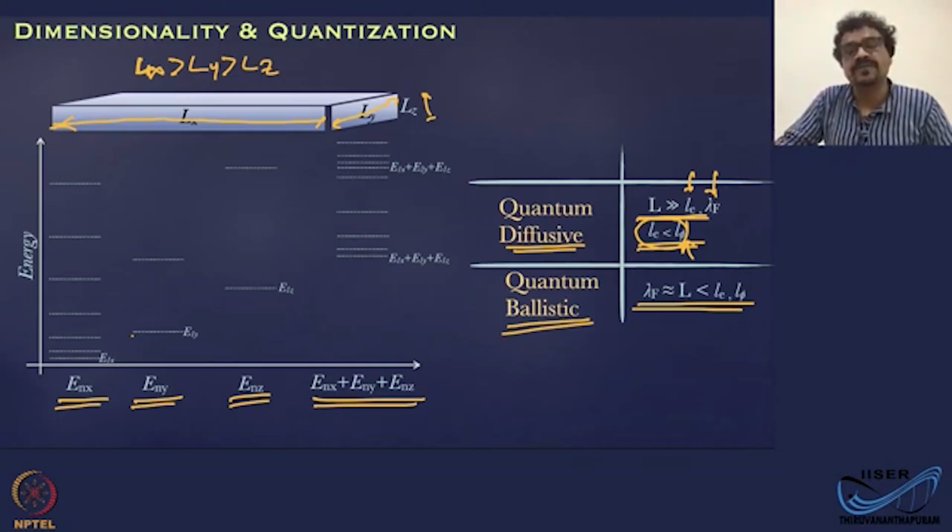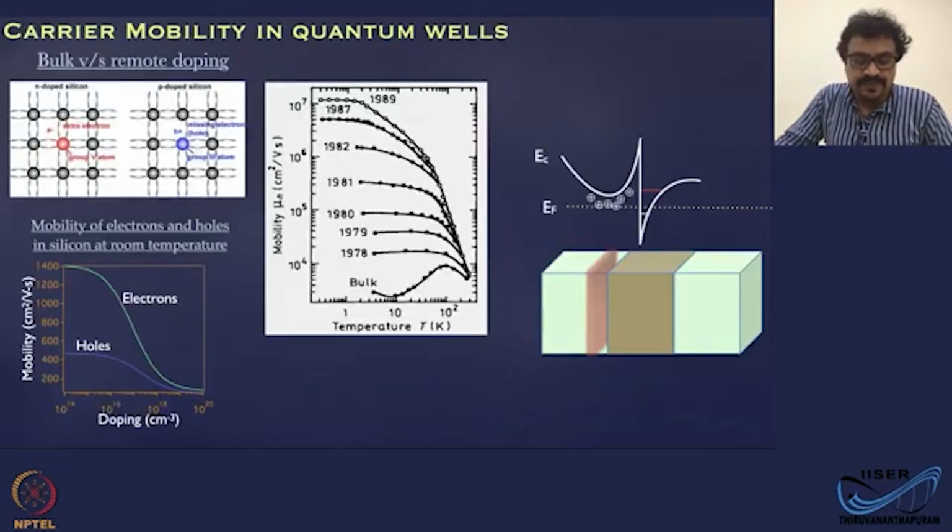That is the point. So the point here is, to observe quantization, you need larger mean free path, you need higher mobility. You need less number of scattering events. That is the take-home message. Okay.